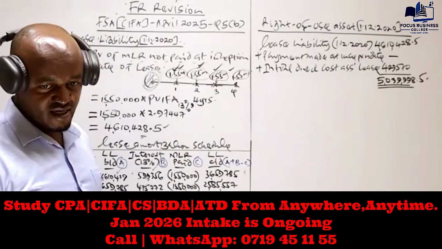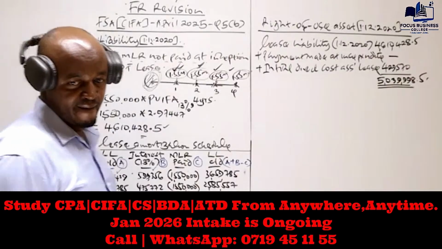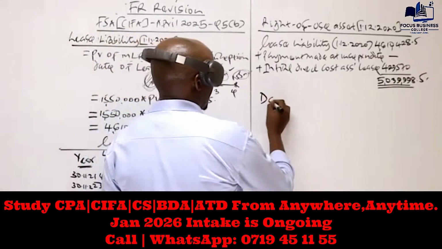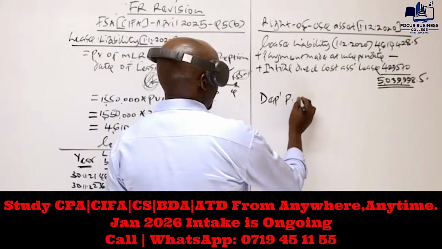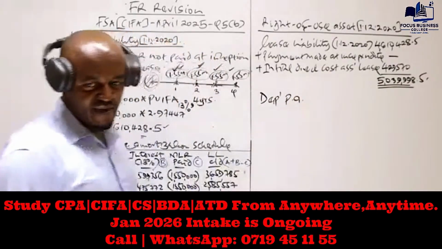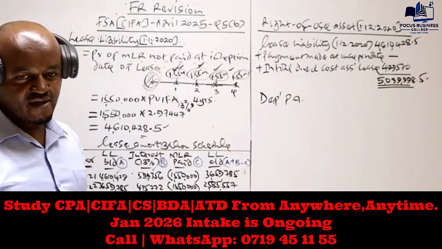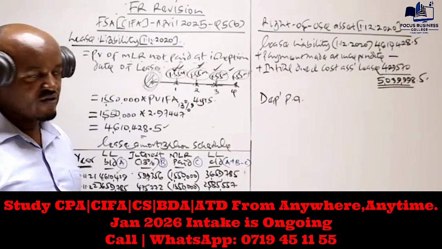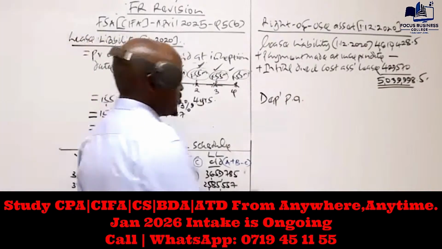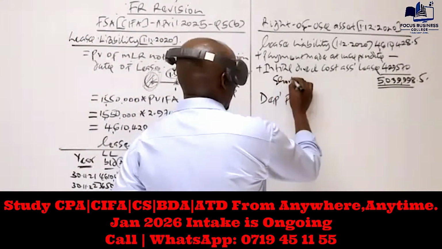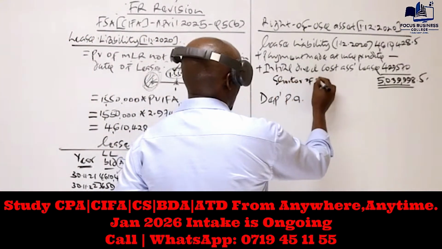50,39,998.5. So having that, the next thing we need to do is compute the depreciation per annum. Remember, we say that this right of use asset should be depreciated on a straight line basis at the shorter of two periods.